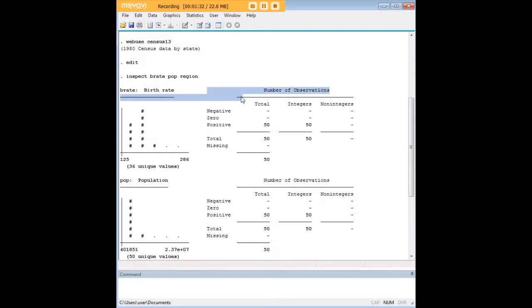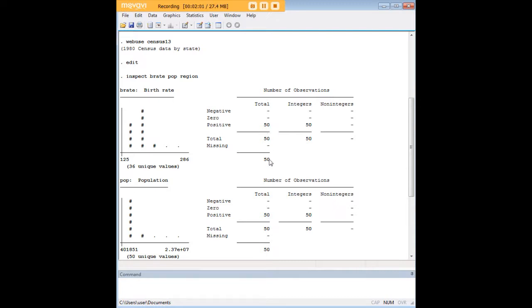For data management purposes, it's really good to look at the number of observations. We see that we have 50 positive observations. If we'd had, let's say, a negative birth rate or something of that kind, we would know that there is a coding error in this data set, and I'm assuming you can't have a negative birth rate. There might be some demographic adjustment that nets out to a negative birth rate, but just the way the census data are coded, we wouldn't expect that to happen.